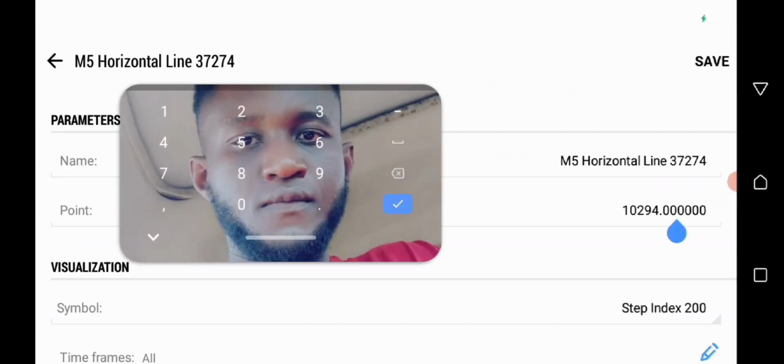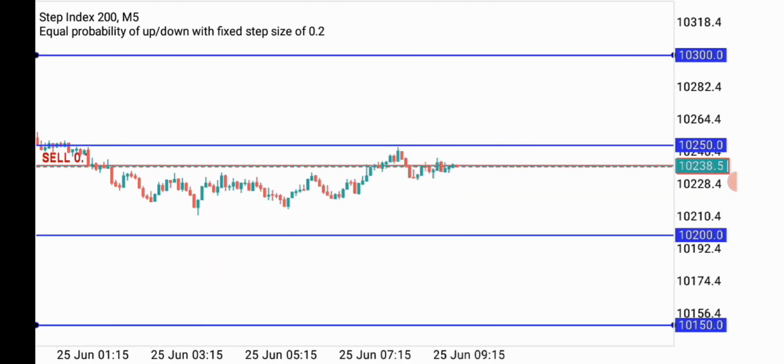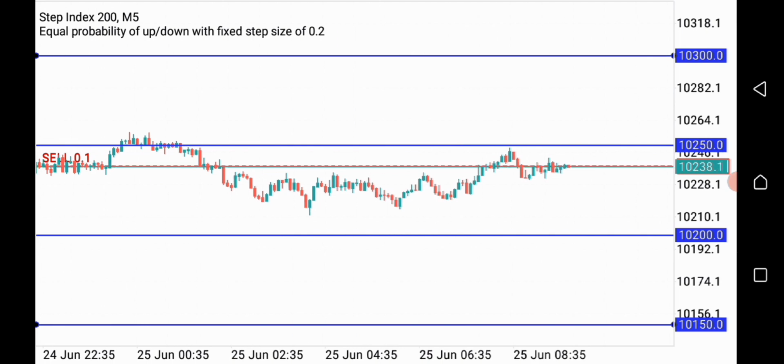So you can see how the thing is going. It increases by 50, right? That's 10,300. So this is how it works for step index 200. It works for the normal step index. So now you can see how the market is respecting this.